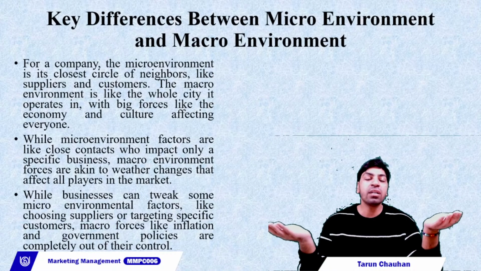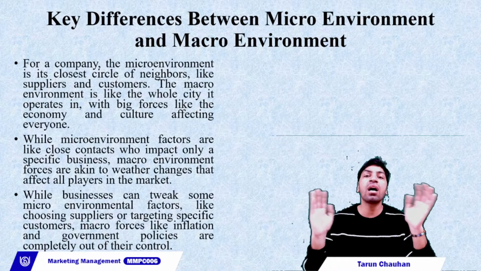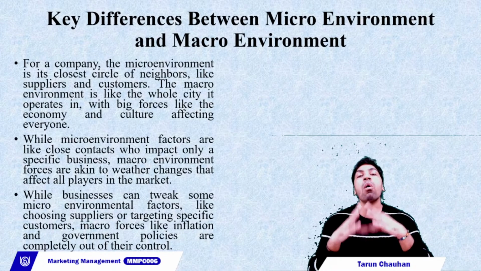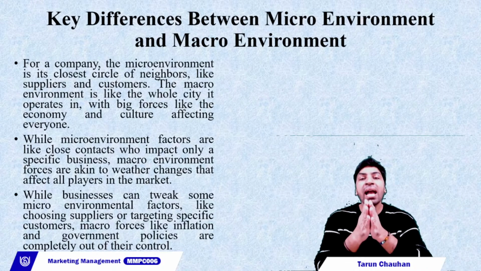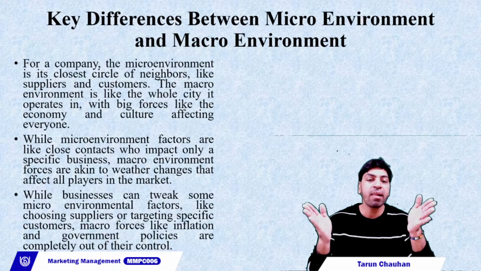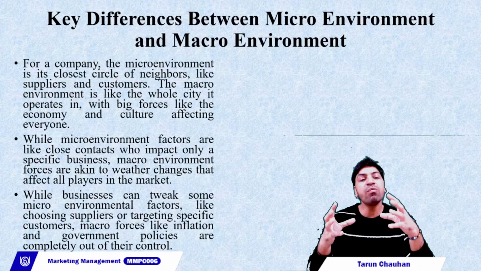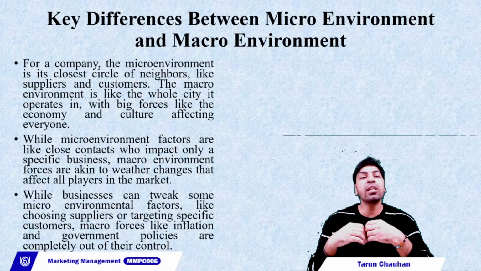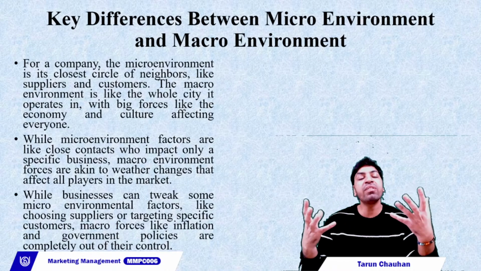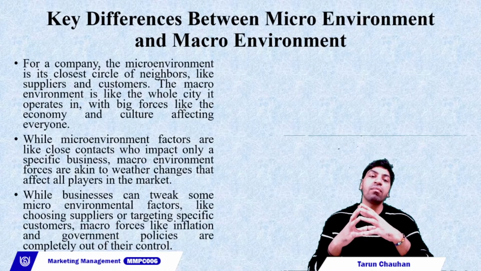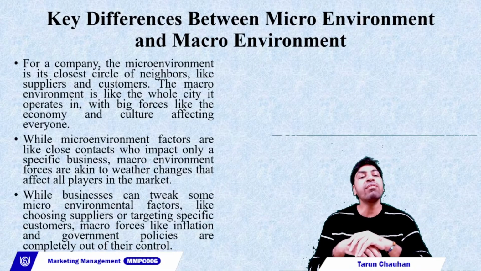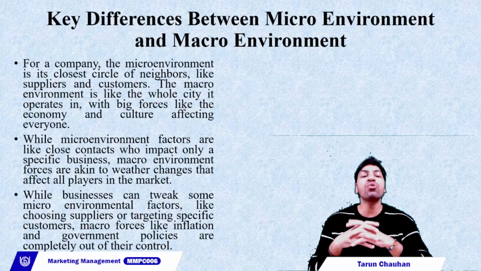Anytime such external forces can come and influence business operations, and ultimately they influence all the players who are actually working in the market. So such a macro environment influences everything, including all those present players who are working in a market for their businesses. Then the third difference is that the business can train some micro environment factors.